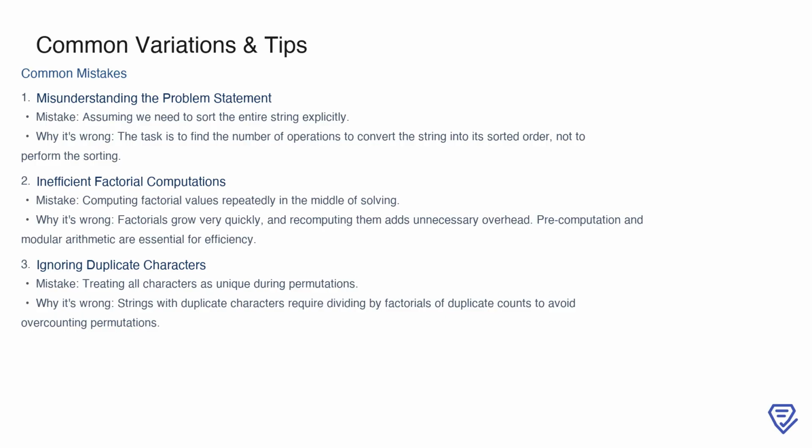Factorials grow very quickly, so computing them repeatedly during the solution can result in significant overhead. Instead, pre-computation combined with modular arithmetic is crucial for improving efficiency. Lastly, many people overlook the impact of duplicate characters. Treating all characters as unique can lead to overcounting permutations. When duplicates exist, you need to divide by the factorials of the duplicate counts to ensure you're not counting the same permutation multiple times. Understanding these mistakes will help you avoid common pitfalls and improve your solution's correctness and efficiency.